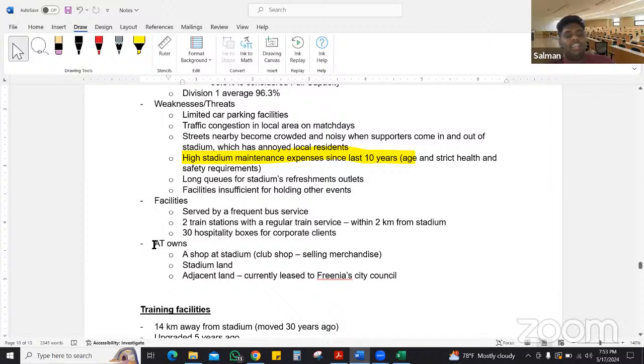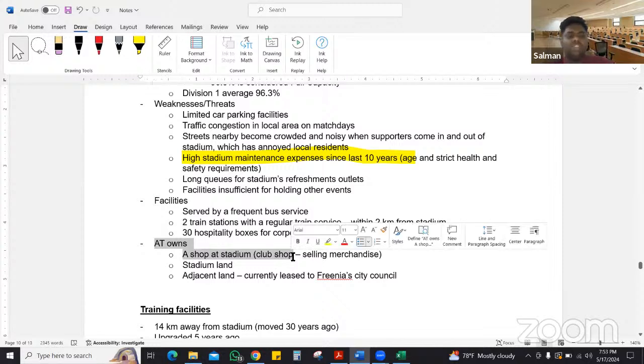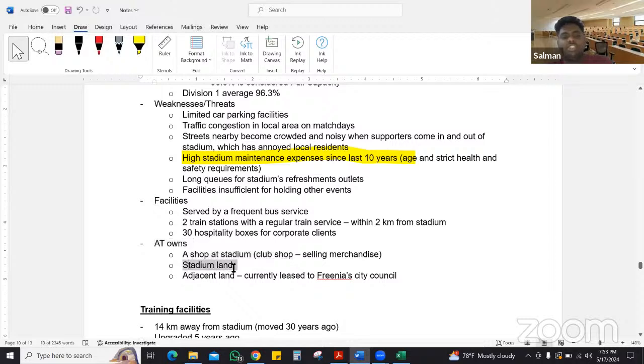Okay. AT owns a shop at the stadium. We have club shops. We discussed that merchandise can be sold at the club shop. So at the stadium premises, they have their own club shop. AT owns the stadium land. The stadium land is under the ownership of AT. And this is important: AT owns the adjacent land.